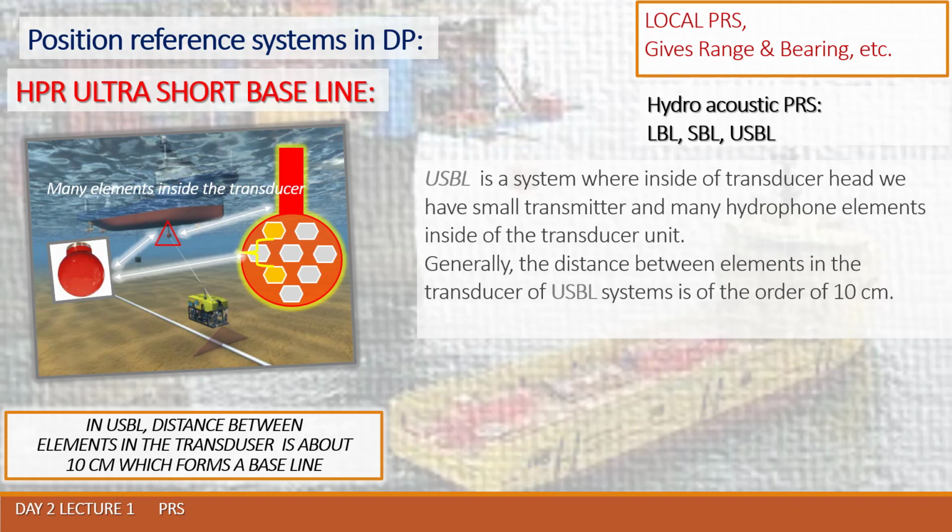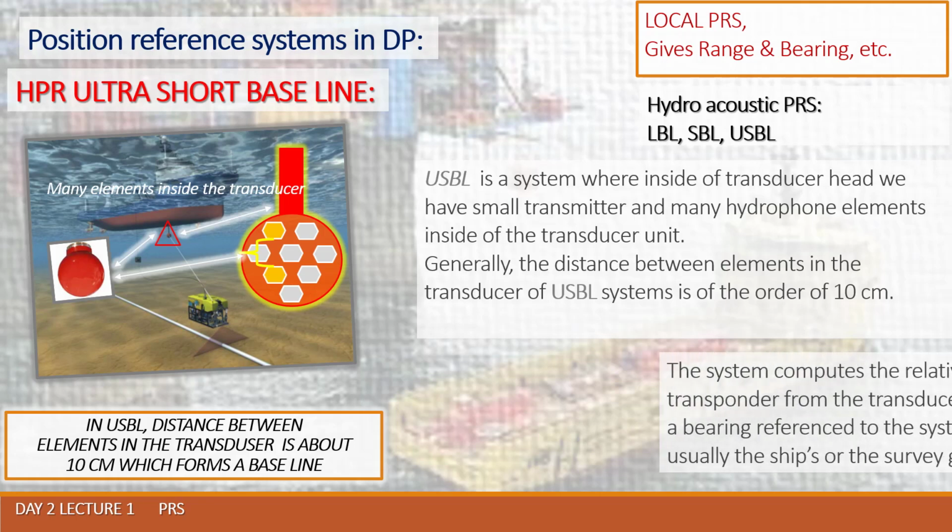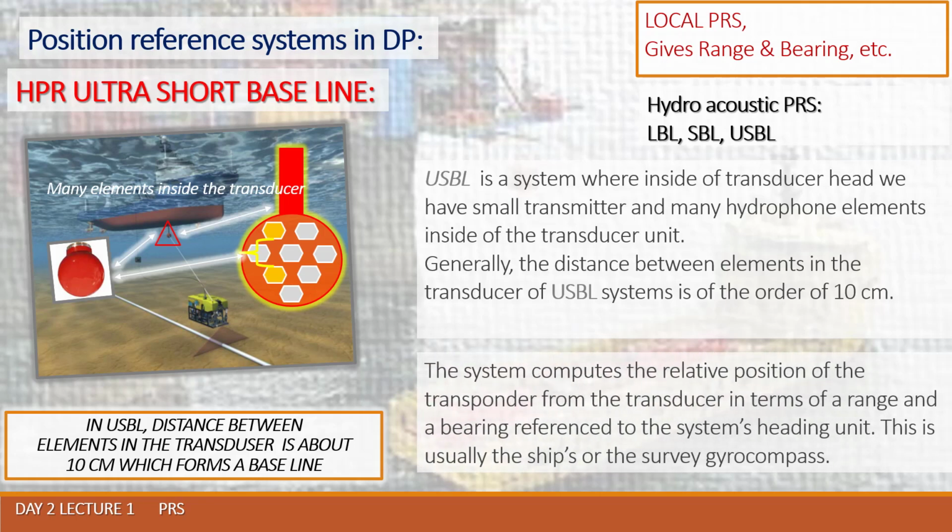The system computes the relative position of the transponder from the transducer in terms of a range and a bearing referenced to the system's heading unit. This is usually the ship's or the survey gyro compass or any other heading sensor. But the main advantage of this type of arrangement is that only one transducer head and only one beacon makes the system fully operational at, let's say, extremely high depths also.